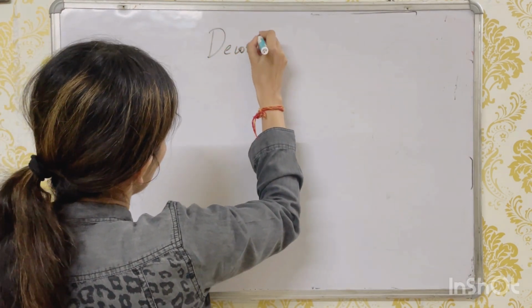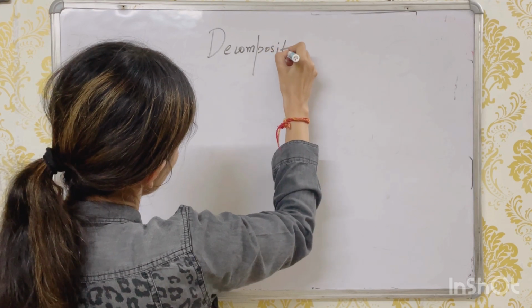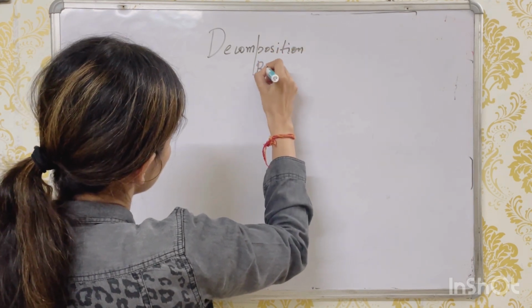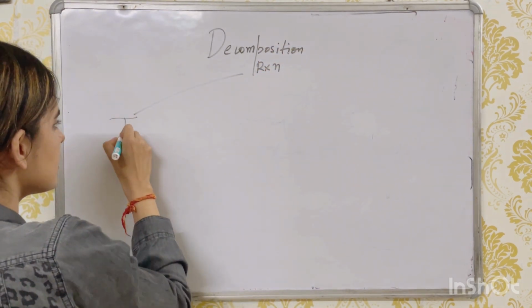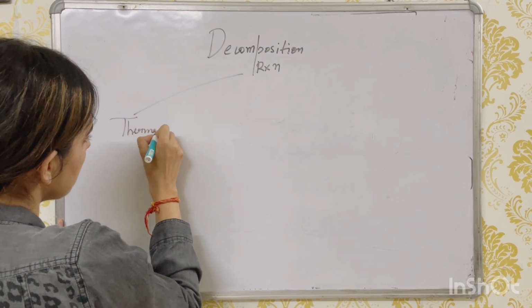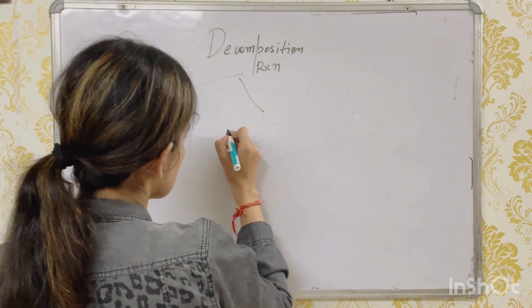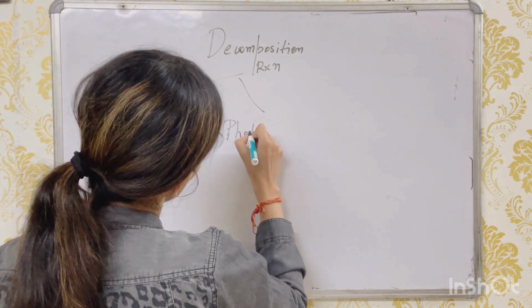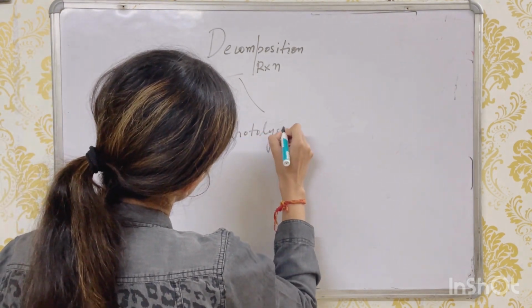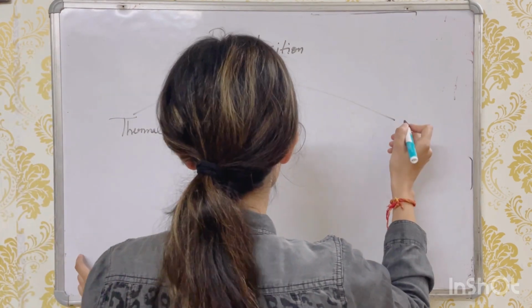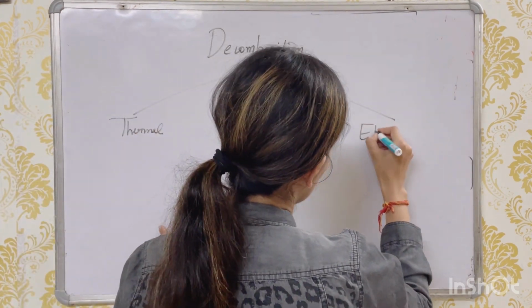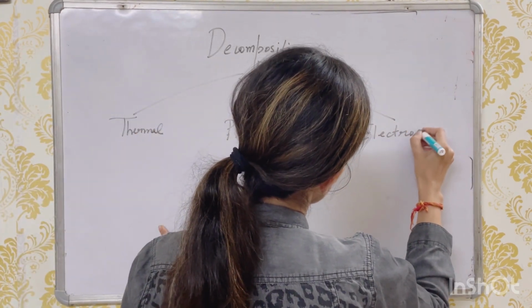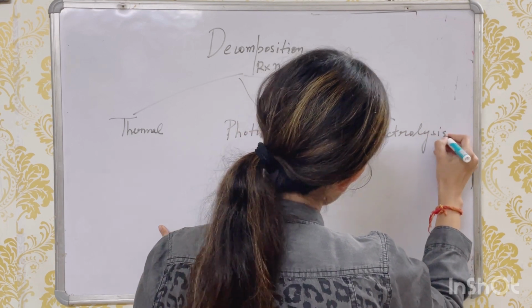Decomposition reaction into three types. One is thermal decomposition. Second one is photolytic, or we can say photolysis. Third one is electrolysis. I will prefer lysis as a suffix.